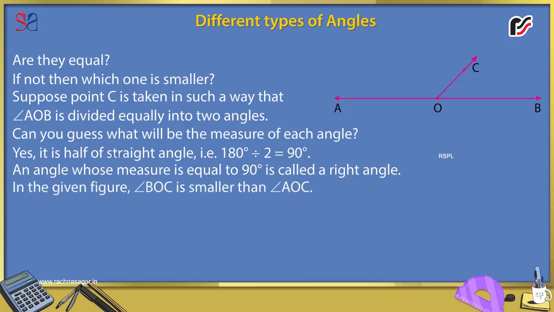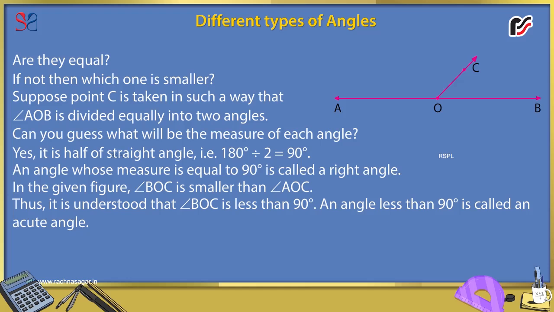In the given figure, angle BOC is smaller than angle AOC. Thus, it is understood that angle BOC is less than 90 degrees. An angle less than 90 degrees is called an acute angle.